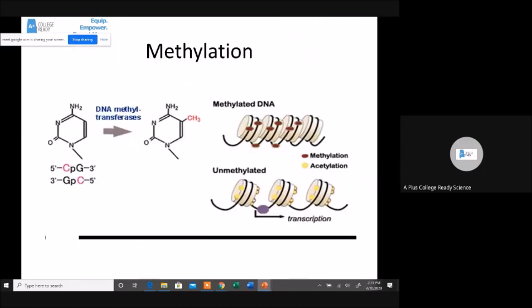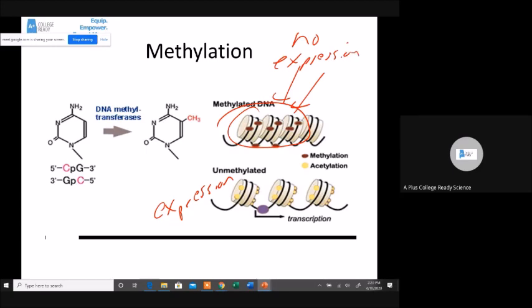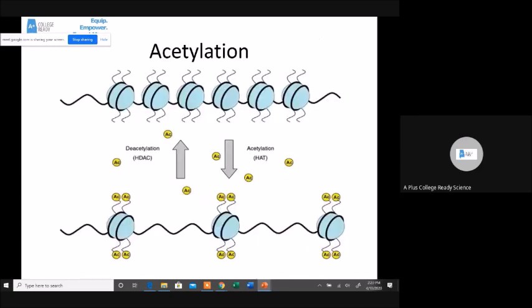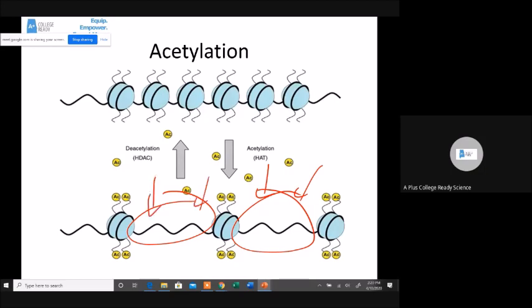Here we can see methylation happening, and it causes the DNA to wind tightly up around the histone proteins. When acetylation happens, it causes the DNA to unwind, be expressed. So we get expression here, and we get no expression here. And here you can see how the DNA is unwound once it gets acetyl groups added to it. The genes in here can be transcribed and therefore translated, therefore being expressed.